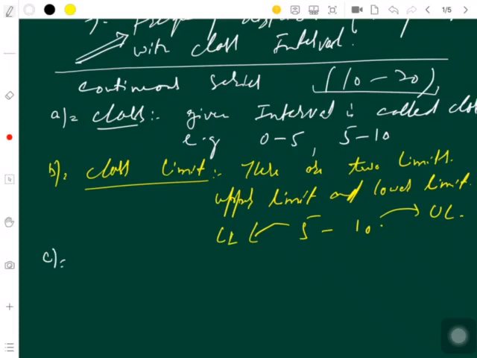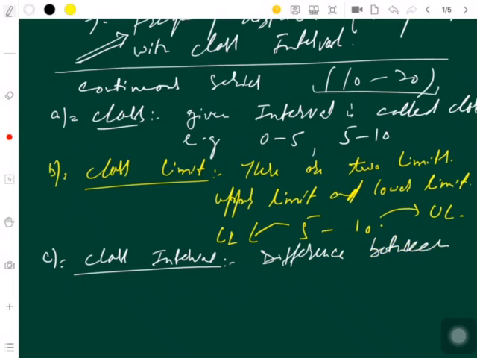Then one more word is class interval. Class interval is the difference between the upper limit and your lower limit. What is your upper limit? 10. What is your lower limit? 5. So 10 minus 5 is equal to 5, which is your class interval. The difference in between the two. So this is class interval.